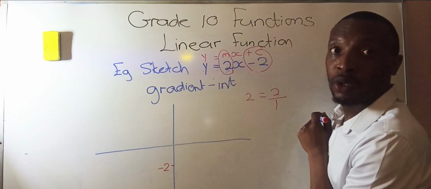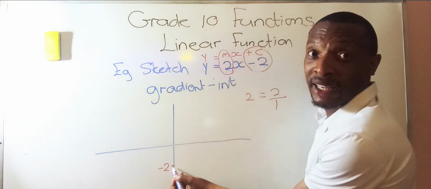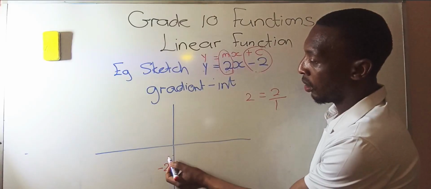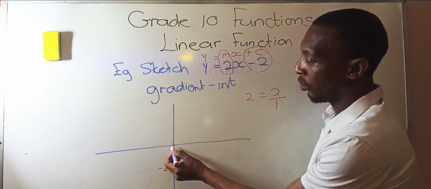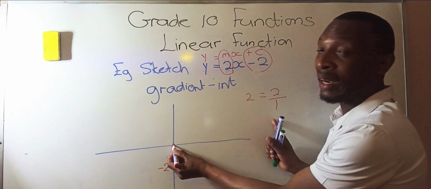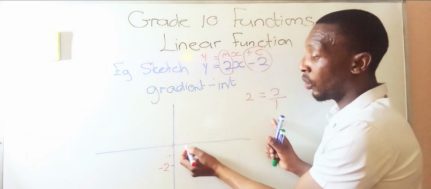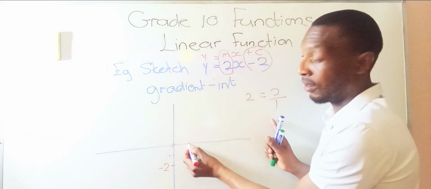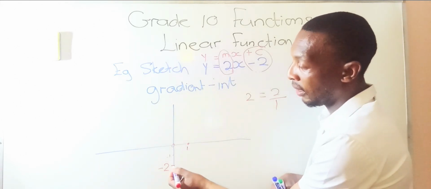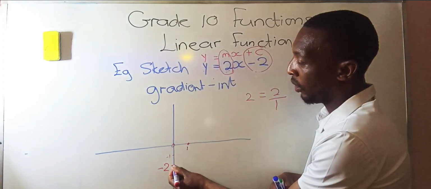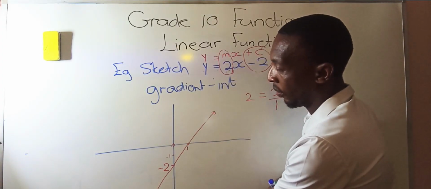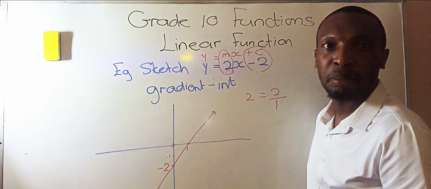So it means that if I want to get to the second point, I go up 2 units, so it's 1, 2. And I run 1, a positive 1, so it's to the right. That's the other point. Then I take my ruler and join these two with a straight line. And it's as simple as that.